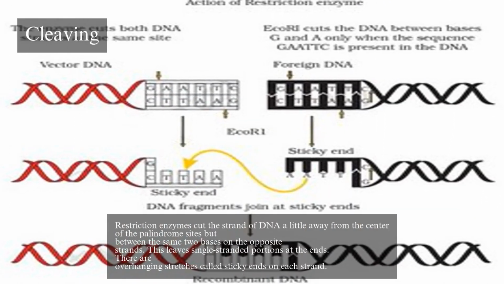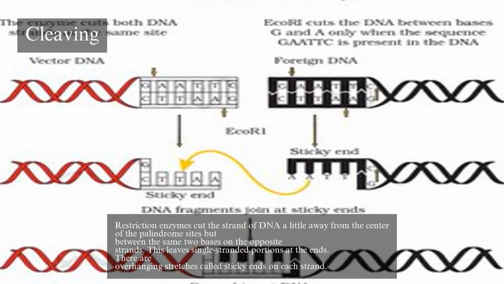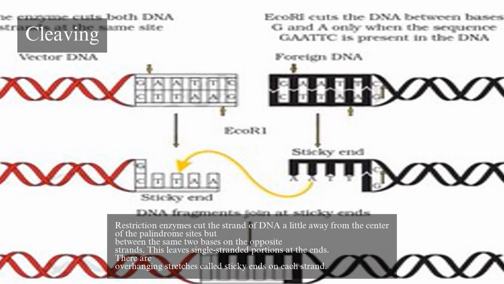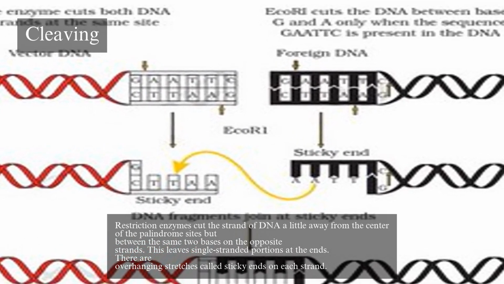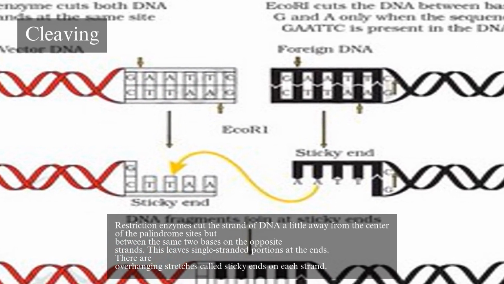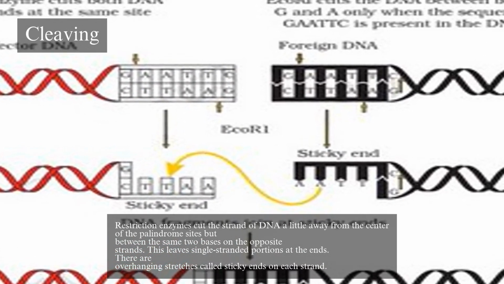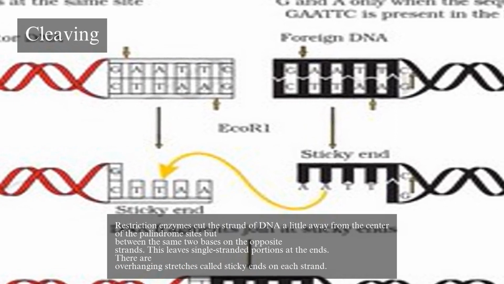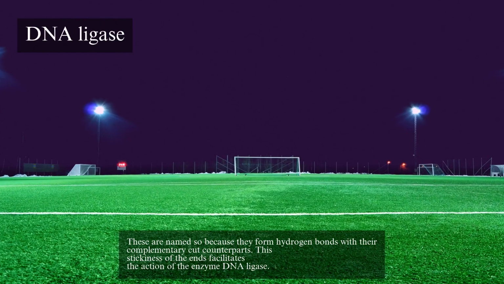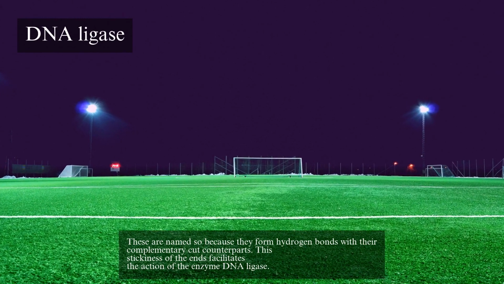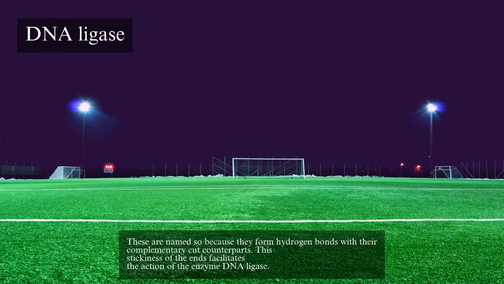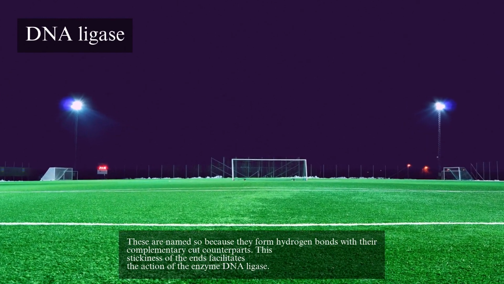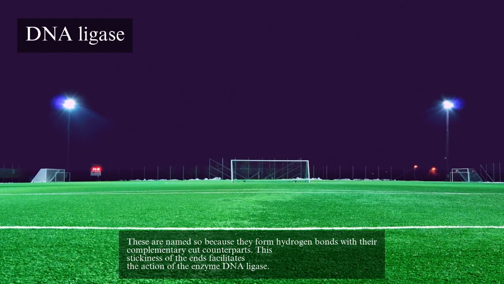Restriction enzymes cut the strand of DNA a little away from the center of the palindrome sites but between the same 2 bases on the opposite strands. This leaves single-stranded portions at the ends. There are overhanging stretches called sticky ends on each strand. These are named so because they form hydrogen bonds with their complementary cut counterparts. This stickiness of the ends facilitates the action of the enzyme DNA ligase.